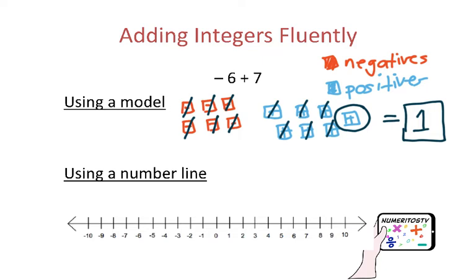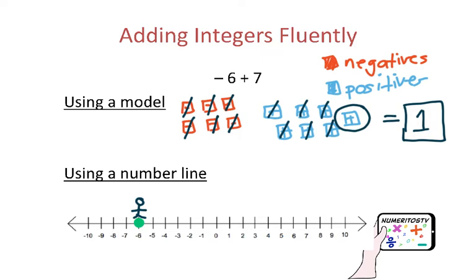Another way of adding integers fluently is using a number line. So we have negative 6 plus 7. That means that we need to start on negative 6. So suppose that you are standing on this number line, so you are standing here on negative 6. And then you see plus 7. If you remember our objective about number line, I am going to link these objectives here in the description. So go and check them out if you need a refresher about those objectives.